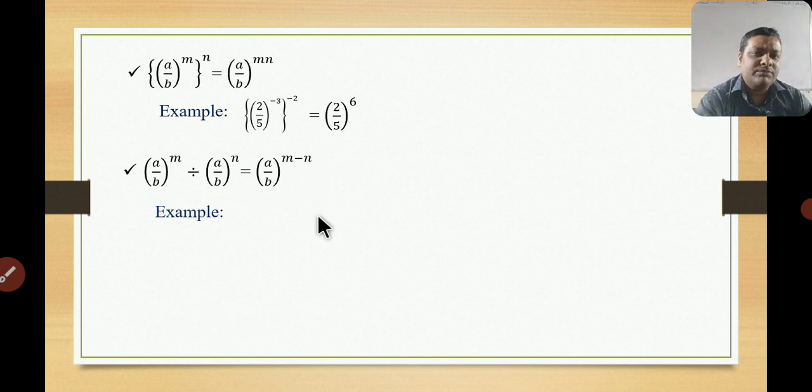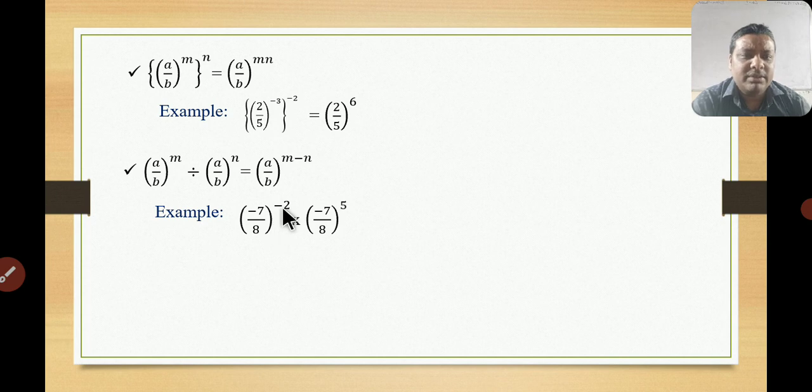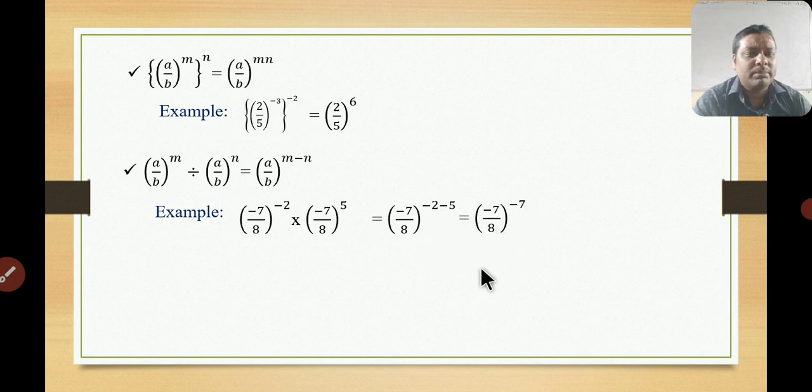If we take an example, minus 7 by 8 to the power minus 2, okay, minus 7 by 8 to the power minus 5, with a division sign instead of multiplication, then minus 2 minus 5 will be minus 7, so it will be minus 7 by 8 to the power minus 7.